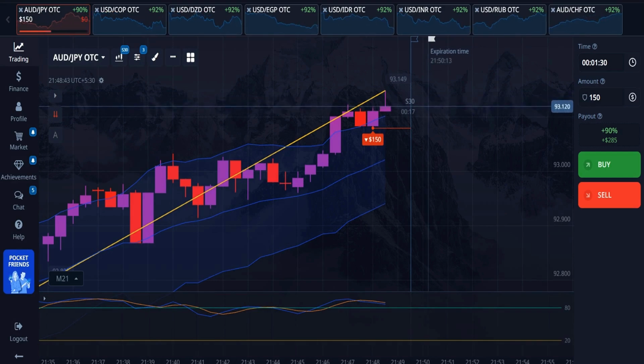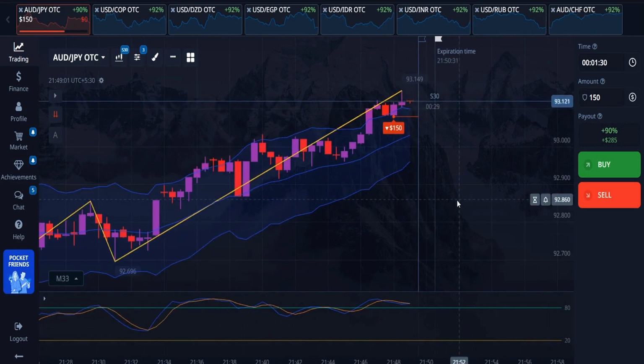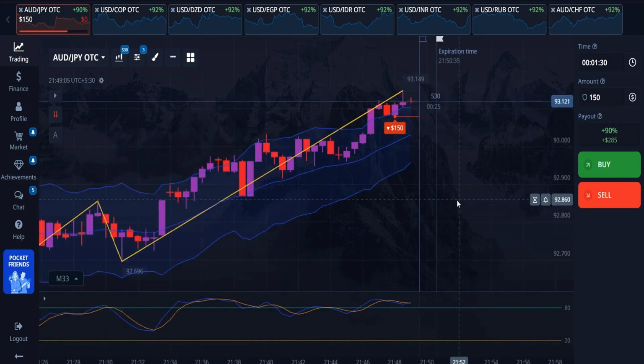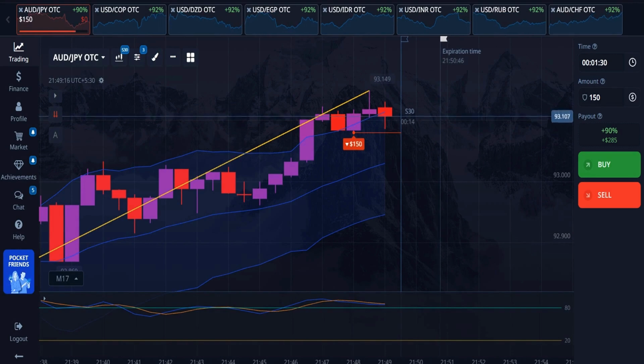Again, always avoid taking trades when the price is close to the middle line of the Keltner channel. The middle line of the Keltner channel acts as a strong support level. As you can see on the chart, the price has reversed multiple times after touching this level. Taking a sell trade near the middle line can be risky because the price often bounces back from there.